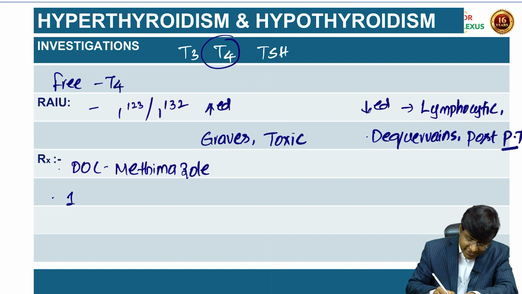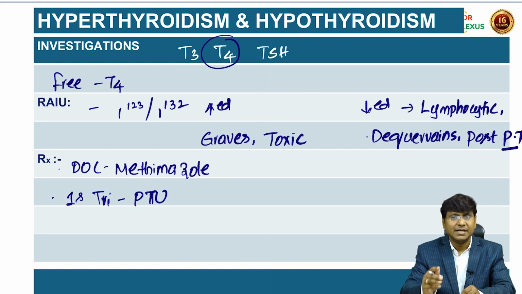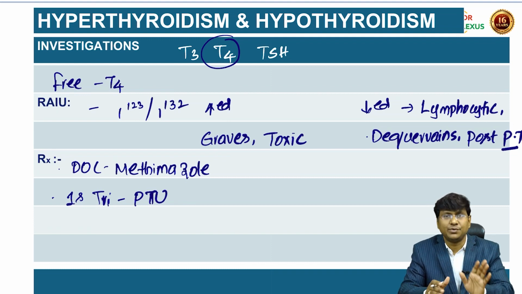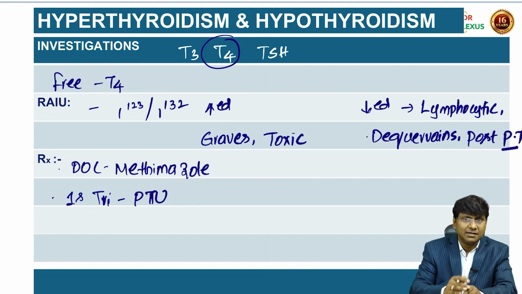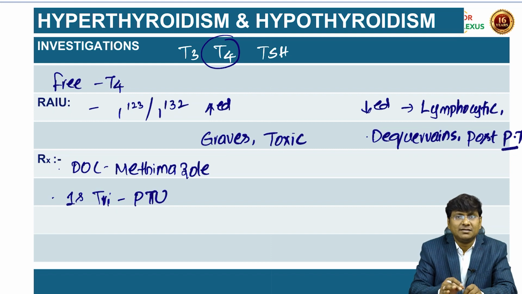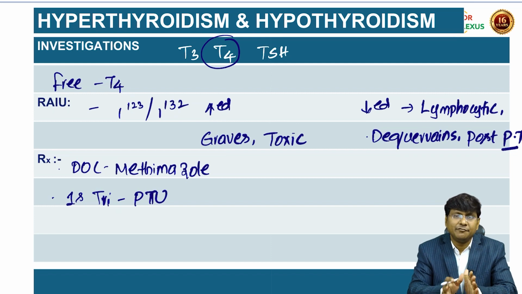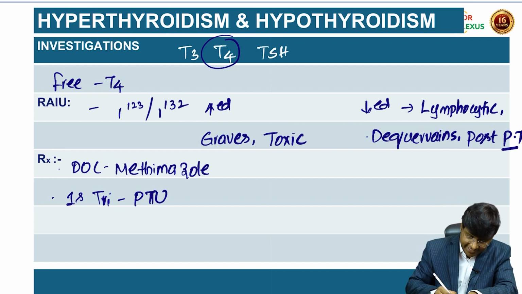Whereas in the first trimester of pregnancy, we give propylthiouracil. We don't give methimazole. Why? Because methimazole is associated with teratogenicity, and the teratogenicity of methimazole is aplasia cutis. Propylthiouracil is not teratogenic. That is the reason why we give propylthiouracil in the first trimester.